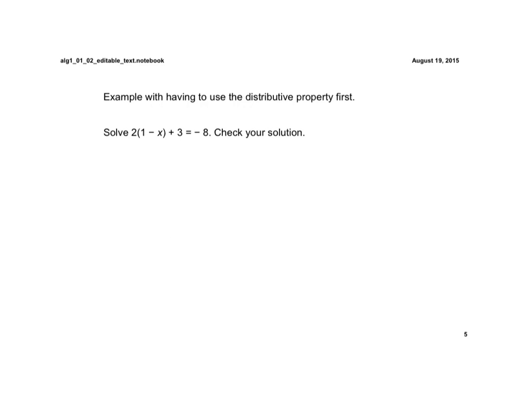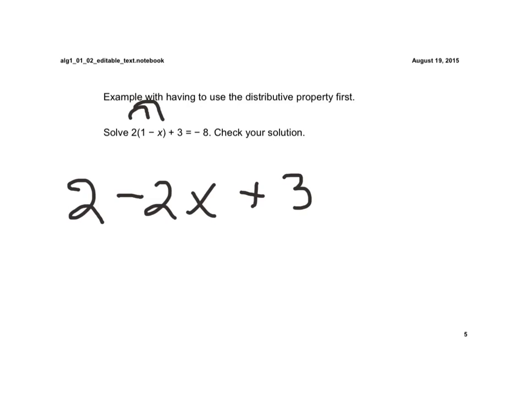Now, we're still solving multi-step equations, but in this case we have to use the distributive property to eliminate the parentheses. If you notice, we have parentheses right there, and we need to eliminate those. So we're going to distribute the 2 to each term. 2 times 1 is 2, and 2 times minus x is minus 2x. Then we have just the plus 3 equals a negative 8.